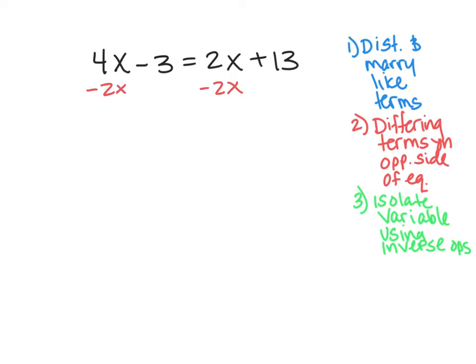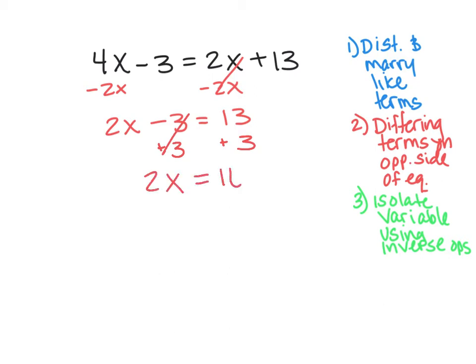That's going to give me a 4 minus 2 is 2x's. I'm still working that through. I like to do one bite at a time and let my brain see what's going on so it doesn't get confused. Now I'm going to take this negative 3, and do the inverse of that to get all the numbers on the same side of the equation. That leaves me with 2x equals 16.